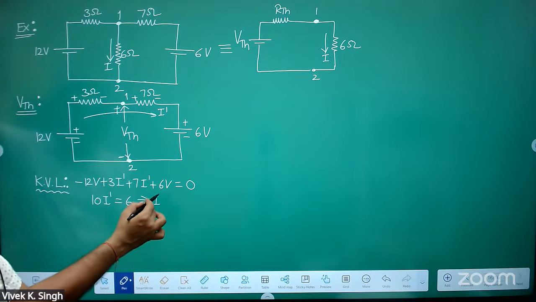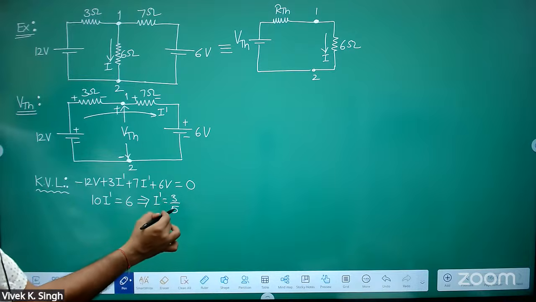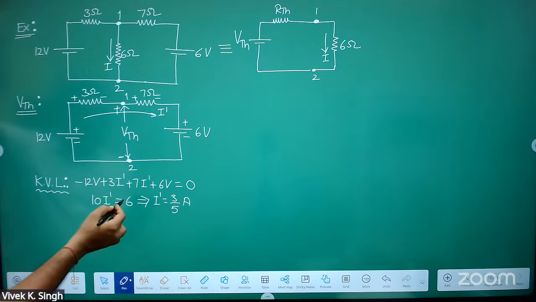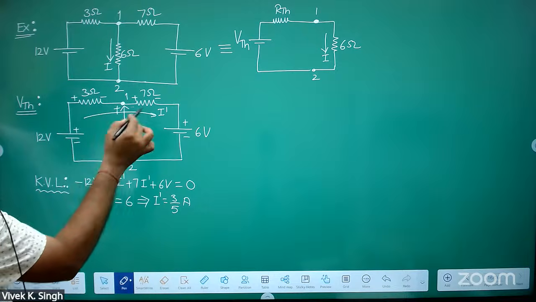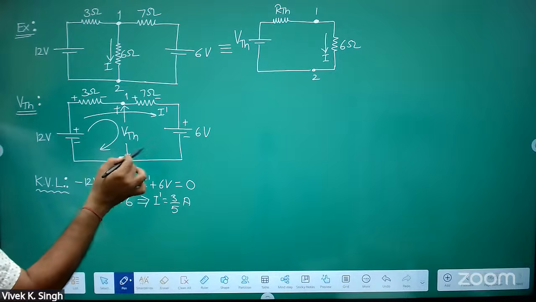I dash is 3 by 5 ampere. This is 10 I dash equal to 6, so I dash is 3 by 5. Now, if you know this current, you can apply KVL either in this loop or in this loop. Both will give you the value of VTH.